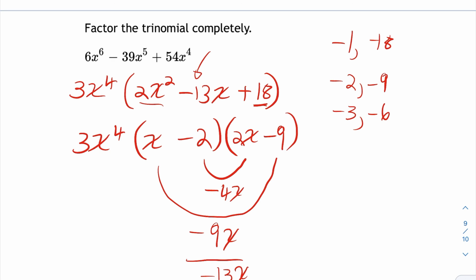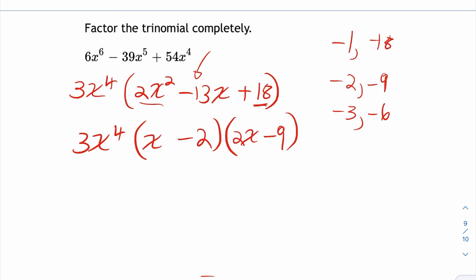So here I have the factorization of the original polynomial. There are three factors. There's the monomial factor of 3x to the 4th, there's the binomial x minus 2, and there's the binomial 2x minus 9. Those are the three factors.